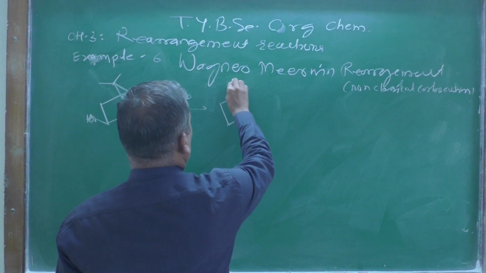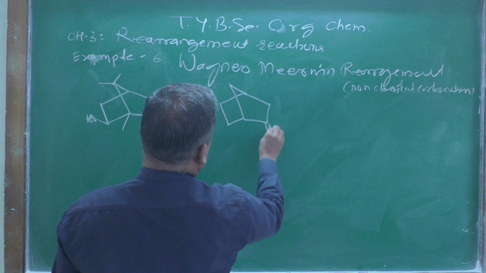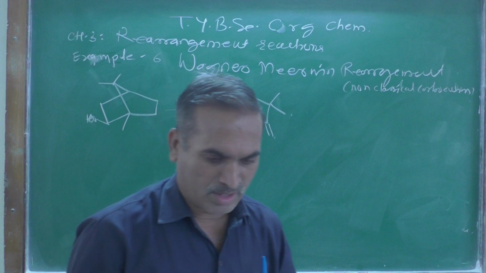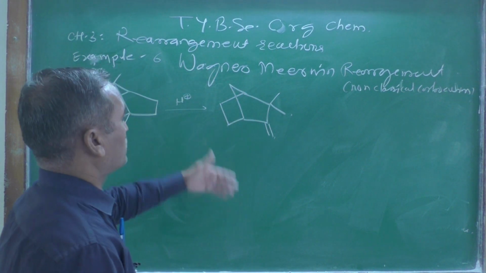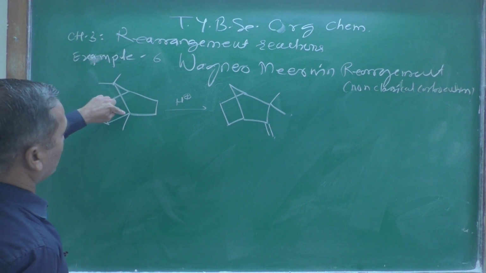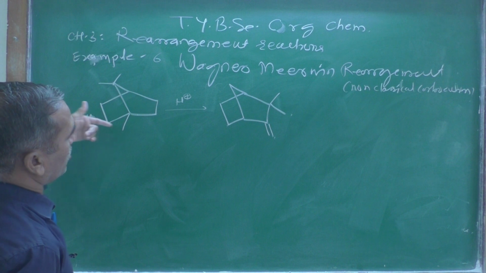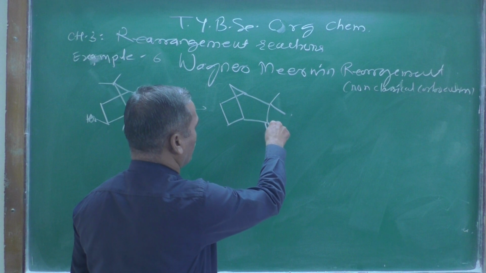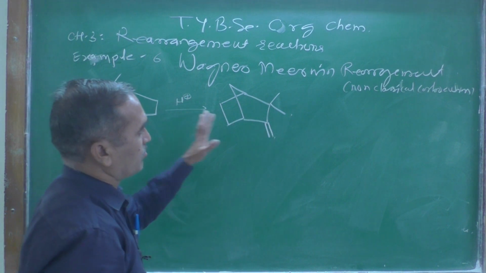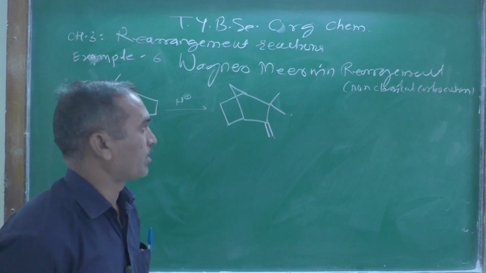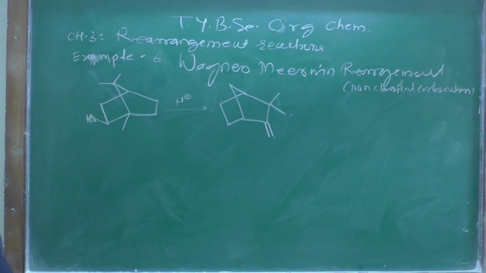Let me give you the product here, a double bond, and this one. I think this is the product we generally get. How do we get this type of product? Because here there is a tertiary carbocation, and a hydroxy group. How is the exo carbon-carbon double bond possible? That's why it is known as a non-classical carbocation.